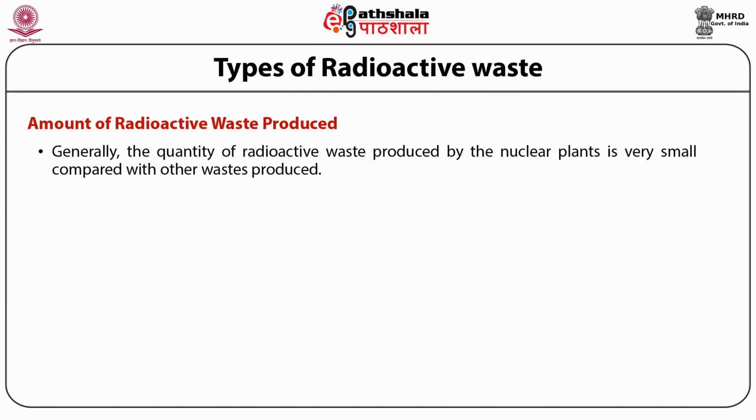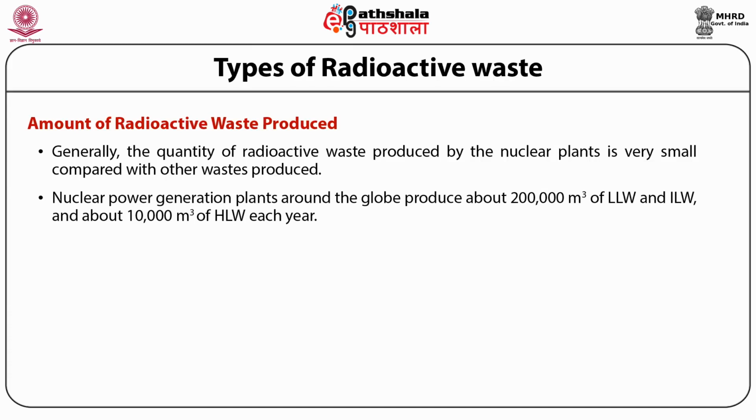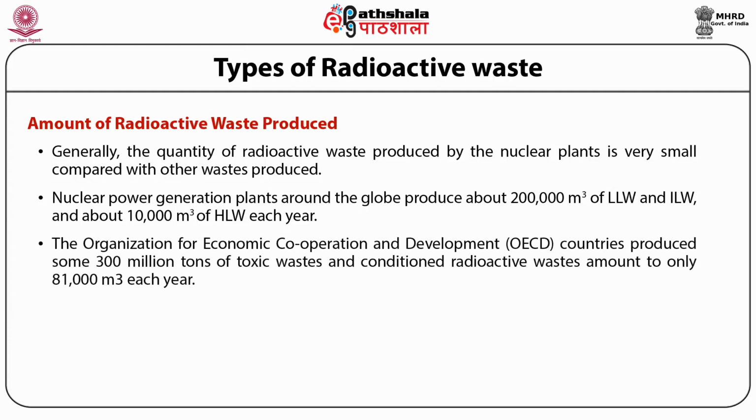Generally, the quantity of radioactive waste produced by nuclear plants is very small compared with the other waste produced. Nuclear power generation plants around the globe produce about 200,000 meter cube of LLW and ILW and about 10,000 meter cube of HLW each year. The Organization for Economic Cooperation and Development (OECD) countries produced some 300 million tons of toxic waste, and conditioned radioactive waste amounted to only 81,000 meter cube each year.